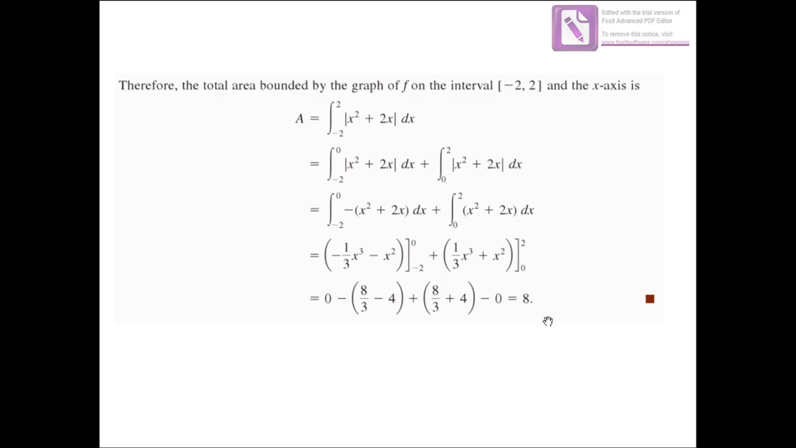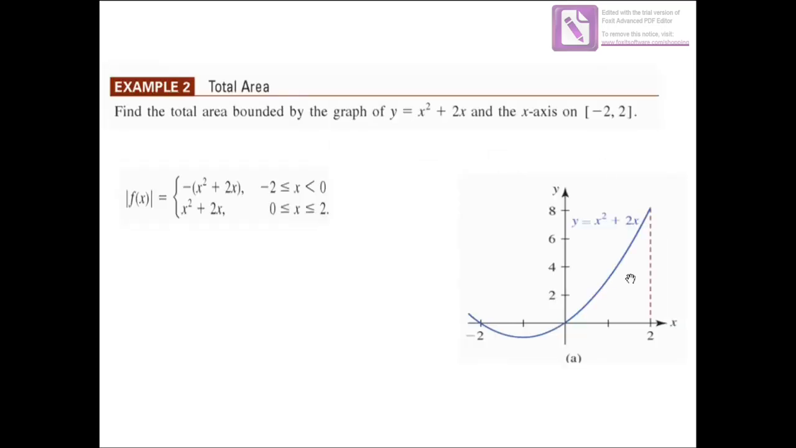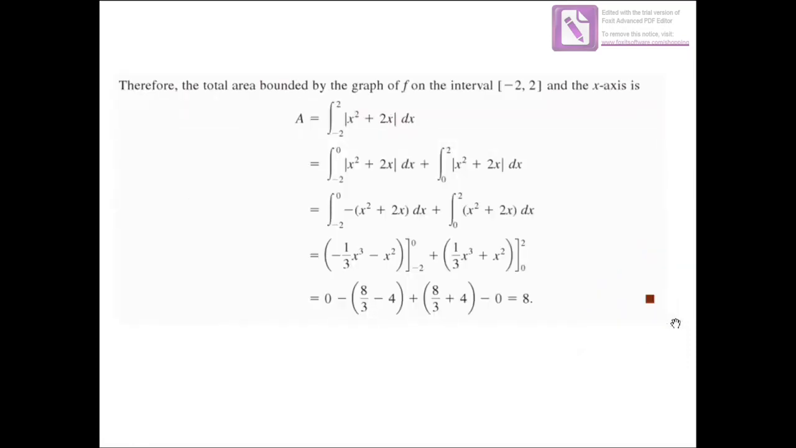So the total area between the graph of y is equal to x squared plus 2x and the x-axis on the interval from -2 to 2 is given by 8.